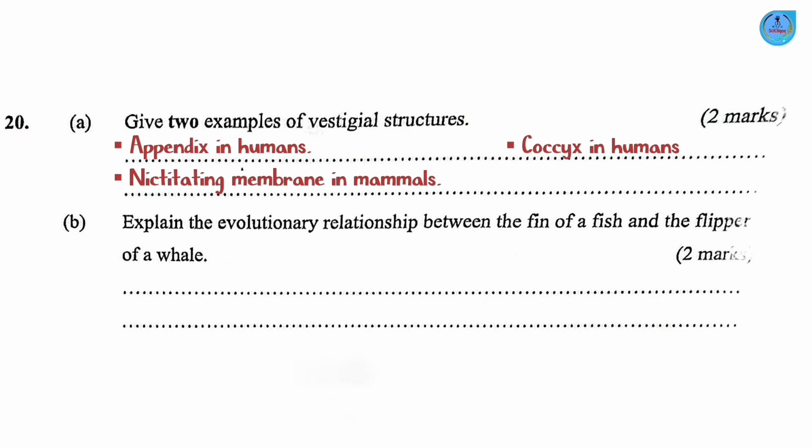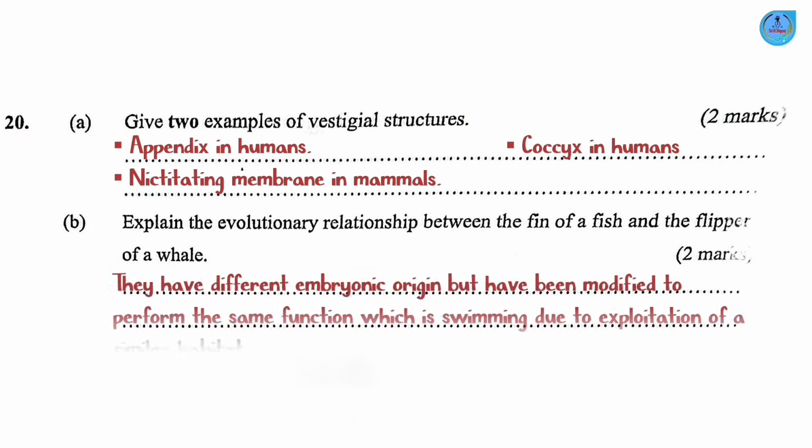Part B. Explain the evolutionary relationship between the fin of a fish and the flipper of a whale. Okay, this question has actually been repeated. It's similar to what we discussed before. So I'm just going to go straight into the answer. Now, these 2 organisms have different embryonic origins, but have structures, okay, which are the fins, that have been modified to perform the same function, which is swimming or locomotion.